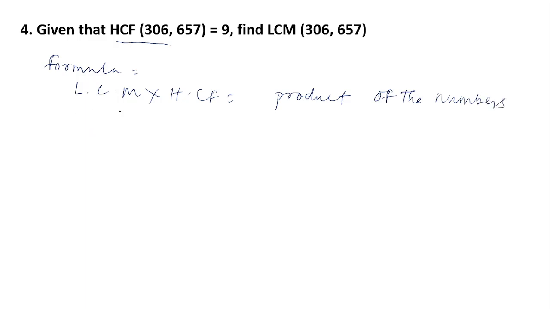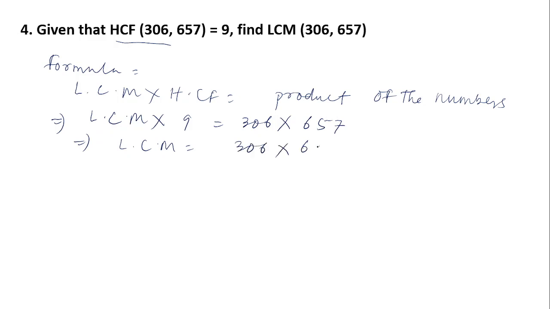So we need to find out the LCM. Just put down the values which are given. Here HCF is 9, so LCM into 9. Since HCF is 9, write down 9 here. Product of these numbers, that is 306 into 657. Then LCM is equal to 306 into 657 divided by 9.